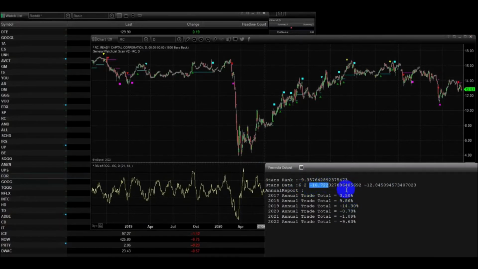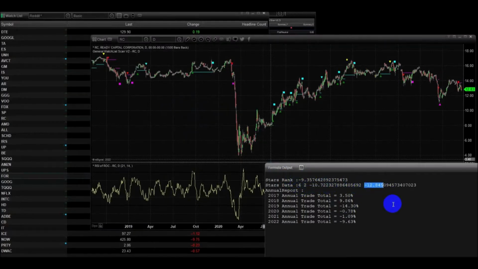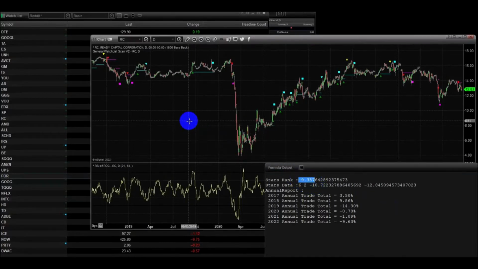So this gives you an idea that this is just not performing well, and that way you can avoid it by using these ranking numbers. Now, what will happen is when it shifts from non-performance to performance, these numbers will start to move up. Obviously, the short-term number will start to move up a little higher, and this long-term number will increment higher over time. Let's take a look at AMD.